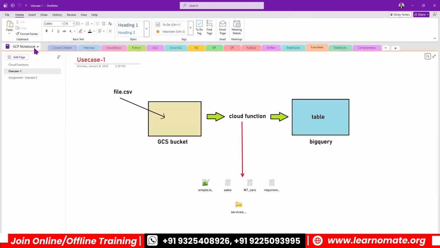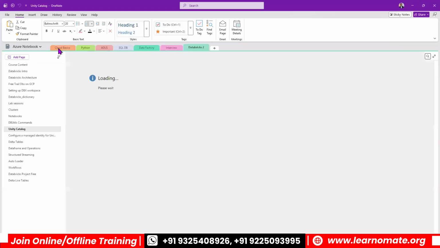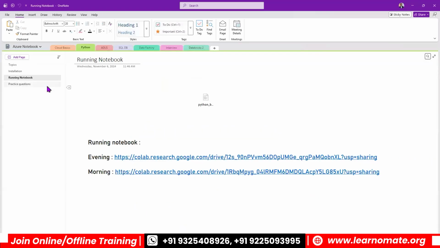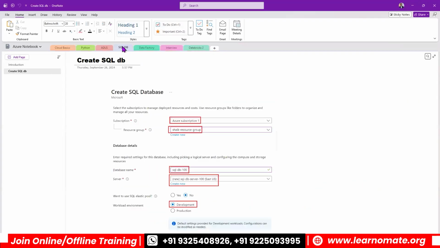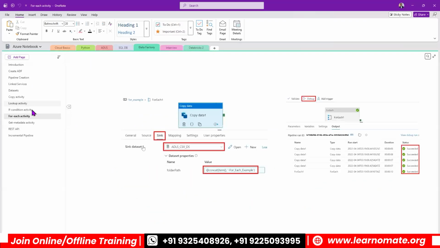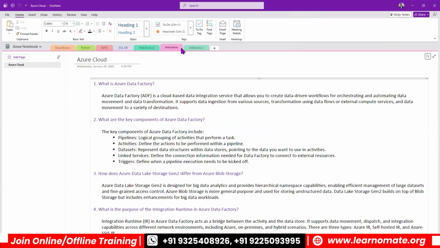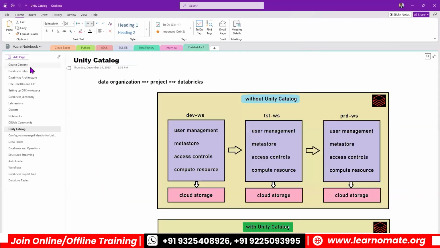And then we go to Azure. Cloud basics again. Python is already covered there. ADLS, you can see what is ADLS. And SQL DB, Azure Data Factory, interview questions for Azure, and Databricks. All the course content for Databricks.